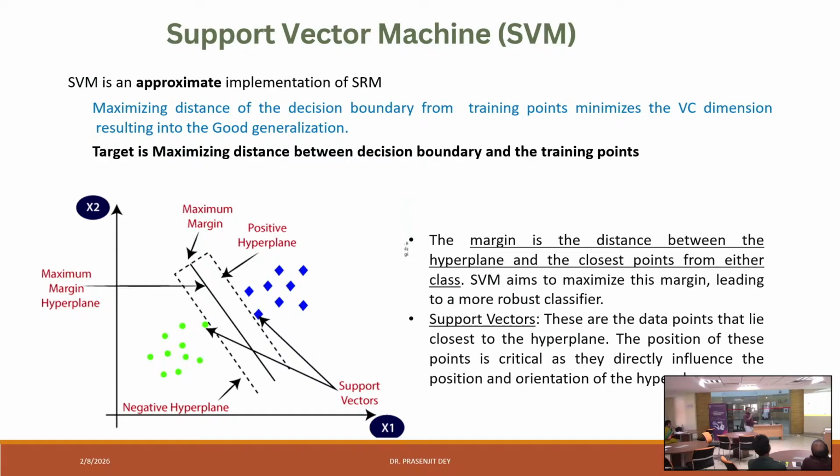Now every point in vector space is a vector. As you can see, all these data points are actually vectors. Every data point is a vector in d-dimensional space. So these data points or vectors are supporting the hyperplane, and this is the crux of support vector machine.